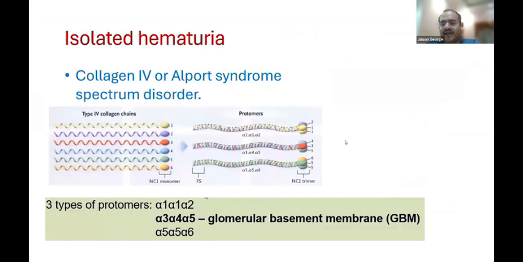During development, the glomerular basement membrane lattice has an alpha-1, alpha-1, alpha-2 structure. This changes to alpha-3, alpha-4, alpha-5 protomers at maturity in healthy adults. These are encoded by the COL4A3, A4, and A5 genes. And the alpha-3, 4, 5 structure provides mechanical strength and filtration properties to the GBM.